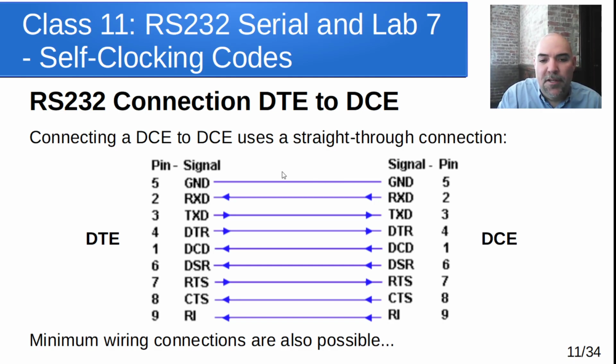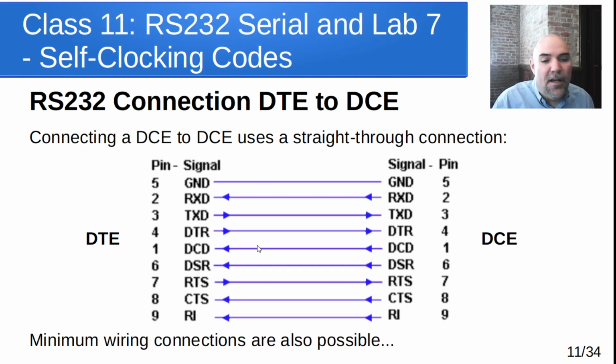But you'll notice that the ground doesn't really have a direction, but receive data, and notice I have the DTE on the left. This is the computer on the left, the DCE on the right. That's the modem on the right. You'll notice that it's a straight through cable. In other words, pin 5 goes to 5, pin 2 to 2, 3 to 3, 4 to 4. In other words, it's just a straight through cable.